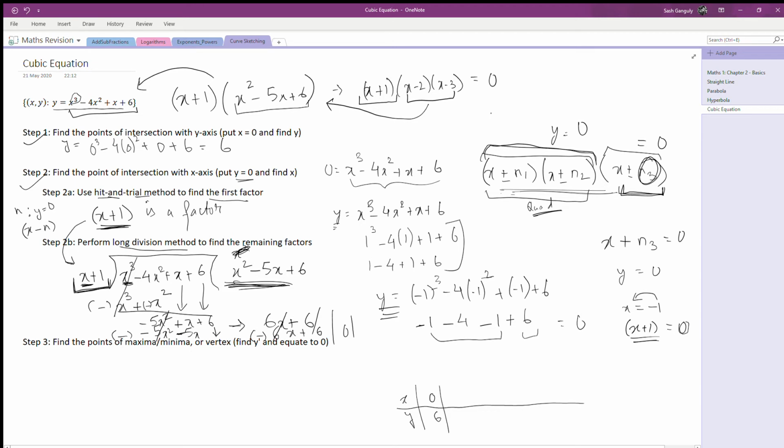And step 2, basically this will tell you that y is equal to 0 when x is equal to either minus 1 or plus 2 or plus 3, right? Okay.